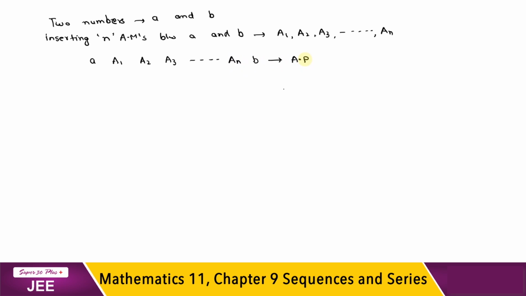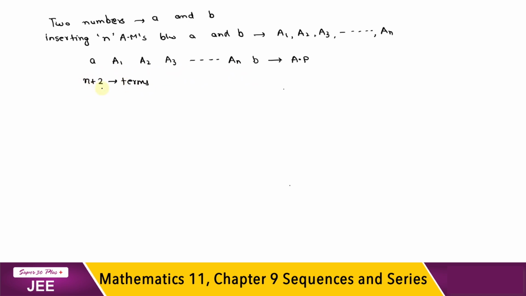This progression is going to be an arithmetic progression. Now, if I ask you how many terms are there in this progression, there are n terms from A1 to An, and 1 over here and 1 over here. So the total number of terms in this sequence is n plus 2.